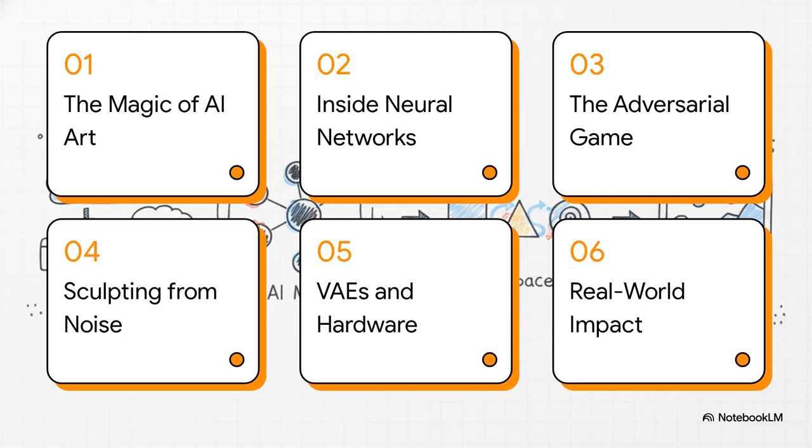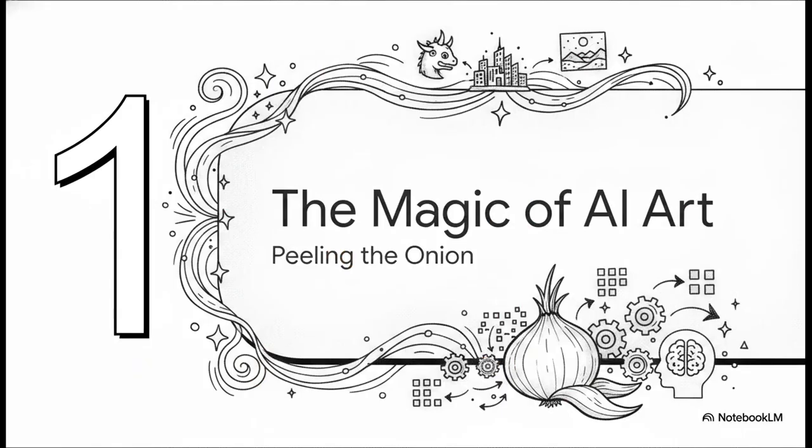We'll look at the magic of AI art, peek inside the neural network, explore GANs in the adversarial game, check out diffusion models, which is basically sculpting from noise, talk about VAEs and hardware, and finally, look at the real-world impact and risks. All right, Section 1, the magic of AI art, peeling the onion.